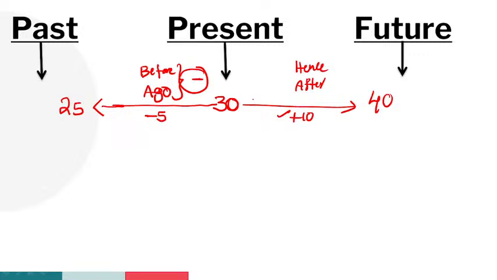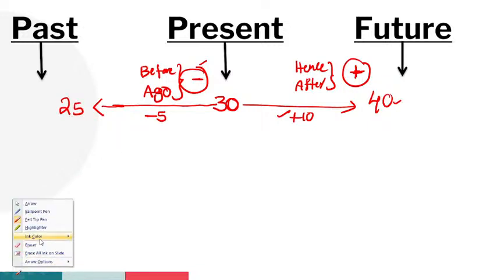I'm taking the same example. Present, my age is 30 years. 10 years hence, my age will be 40 years. And this concept, just remember, after or hence means plus, ago or before means minus. These 2 points are very, very important, guys, here. Okay?